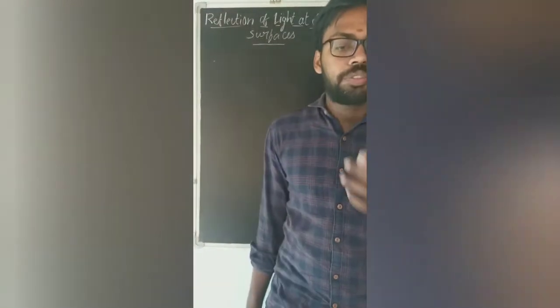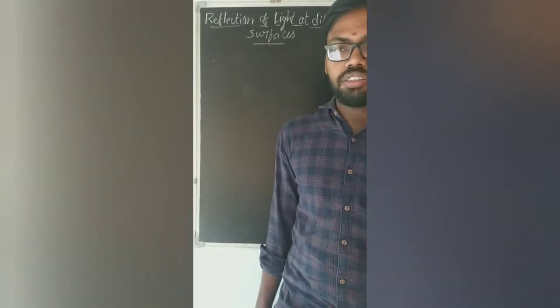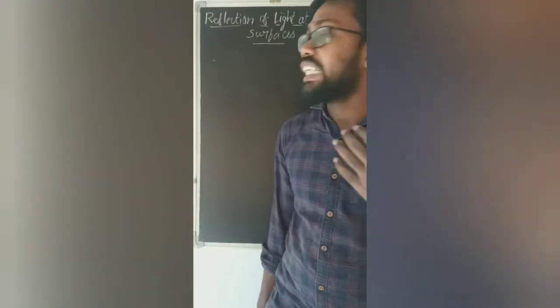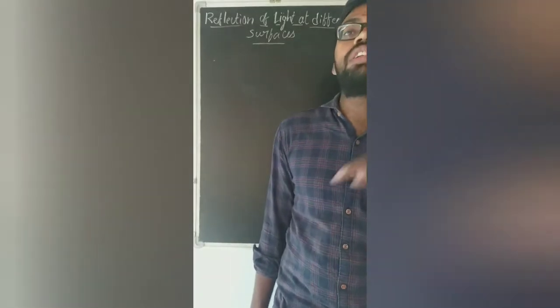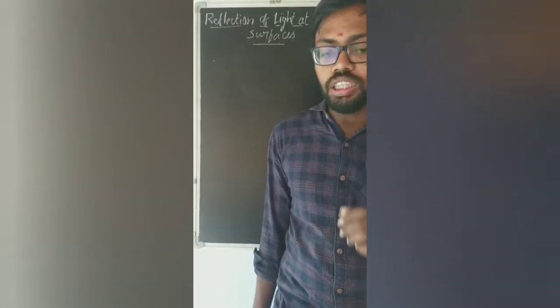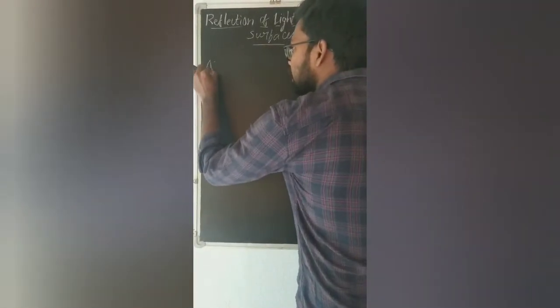Hi everyone. In the previous class, we continued the reflection of light at different surfaces, up to activity number 4. Today we are going to discuss activity number 5 as well as reflection of light, which means how images are formed on plane, convex and concave mirrors.